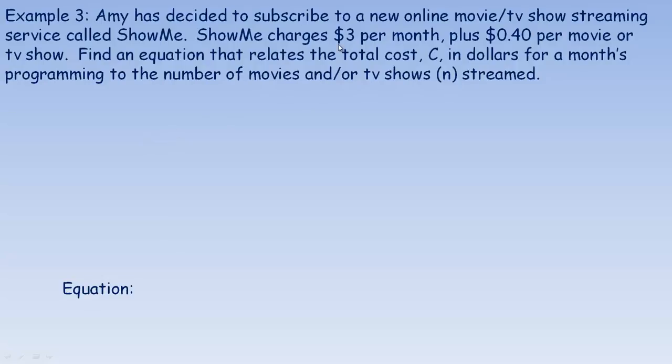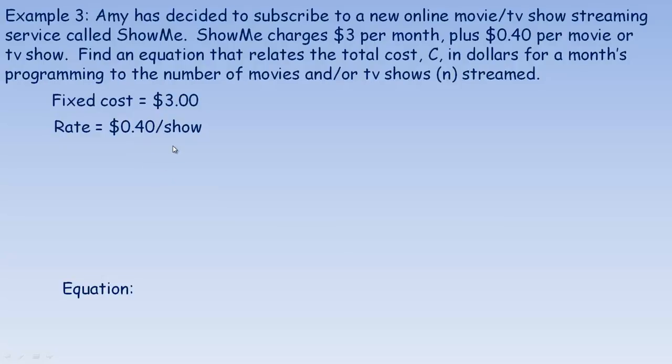Now in the question, you're told Show Me charges $3 per month. So that's the fixed cost. So this is definitely a partial variation because there's a fixed amount or an initial amount. And you're told that they're charging plus 40 cents, $0.40 per movie or TV show. So that's the rate that you're being charged per show. Rate means the amount you're charged per something. So for every TV show, every movie you watch, you're being charged 40 cents.